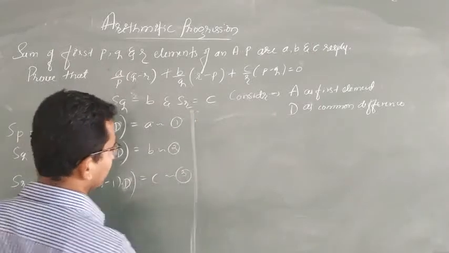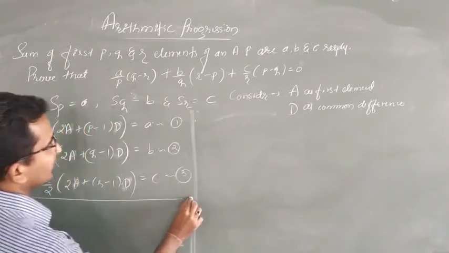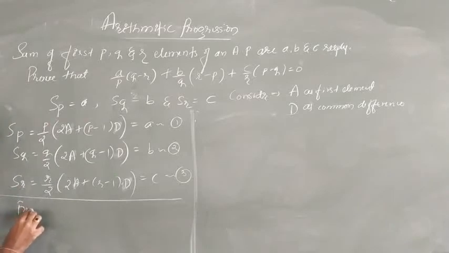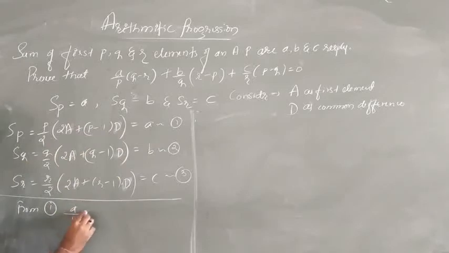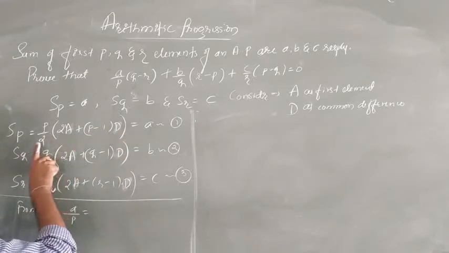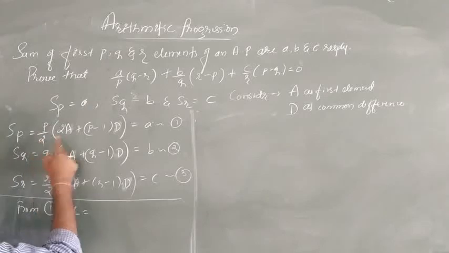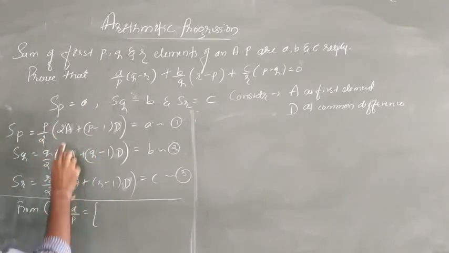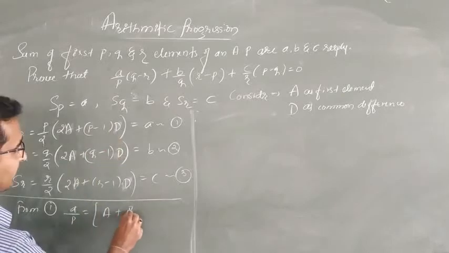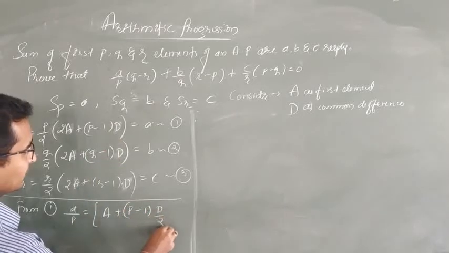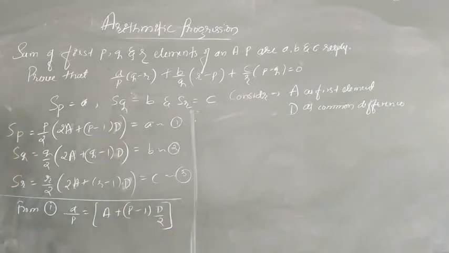better I will solve here. Okay. From 1, I will take this p to the RHS, then it is a by p is equal to, I will multiply this, it means I will take this 1 by 2 inside the bracket, then you will get 2a by 2, that is a, plus p minus 1 into b by 2. Getting? Okay.